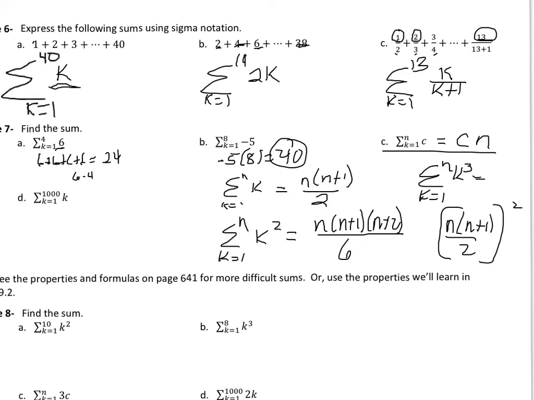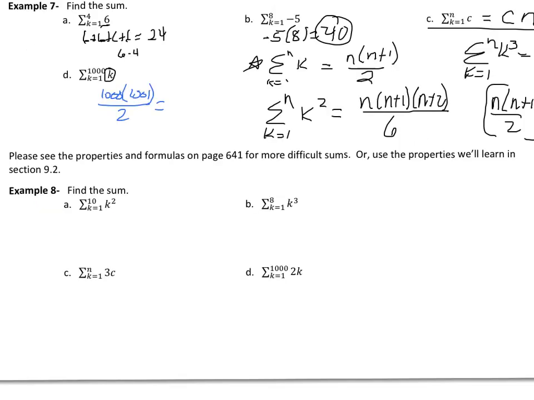All right, so now let's look at part D here. We have k from 1 to 1,000 of just k. If we were trying to do this by hand, we'd have to go 1 plus 2 plus 3 plus 4 plus 5 plus 6 all the way up to 1,000. But instead we can just use this formula right here. We know n is 1,000, so we get 1,000 times 1,001 all over 2. And then you can simplify that out. I don't need to punch that in a calculator for you.